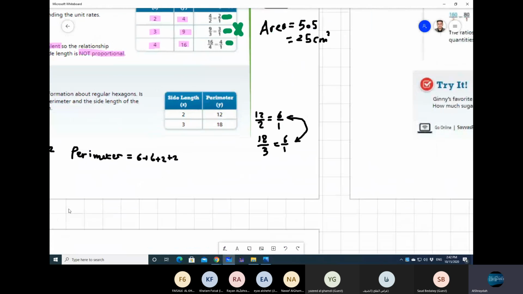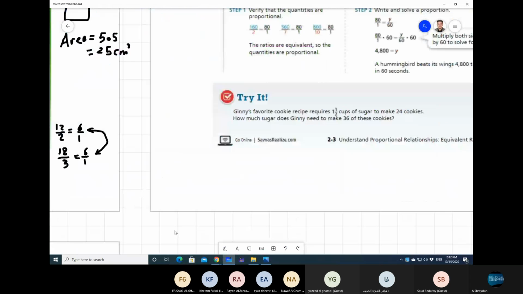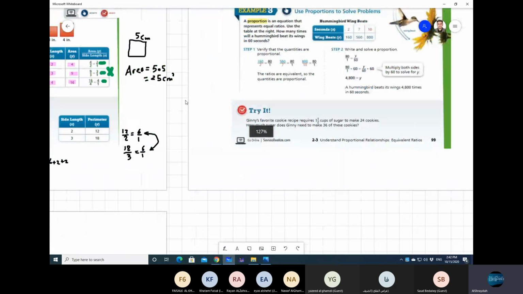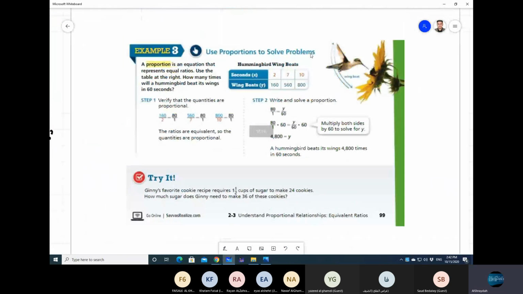Third example. It's a very important example here. Use proportions to solve problems. A proportion is an equation that represents equal ratios. Use the table at the right. How many times will a hummingbird beat its wings in 60 seconds? First of all, if you have a table like this, you have to verify if we have a proportional relationship between the quantities given or no.